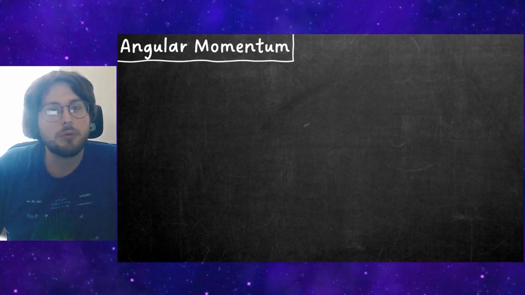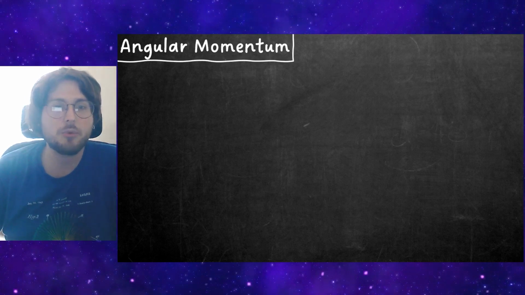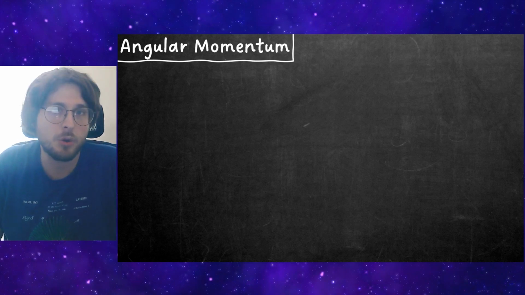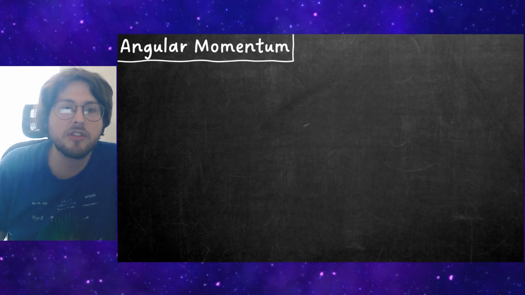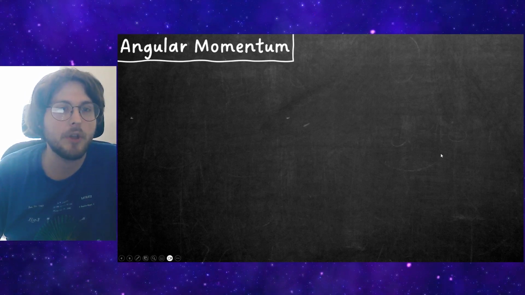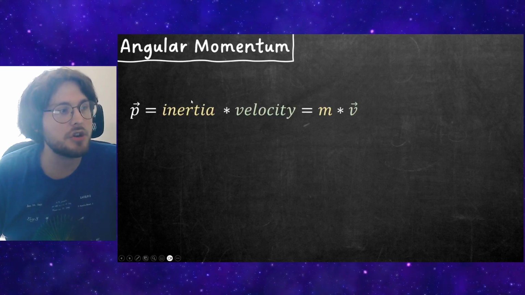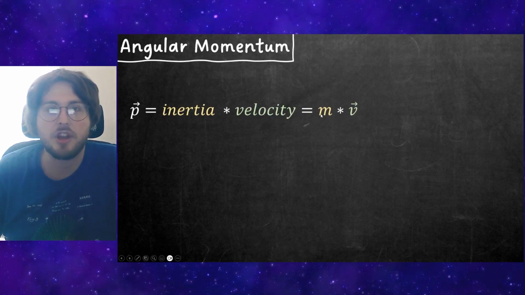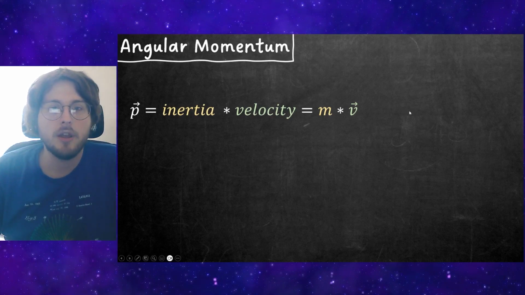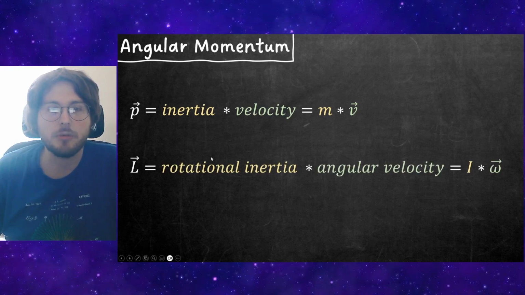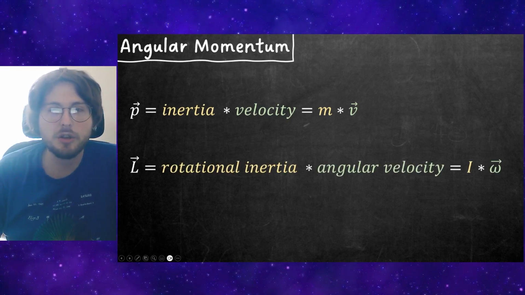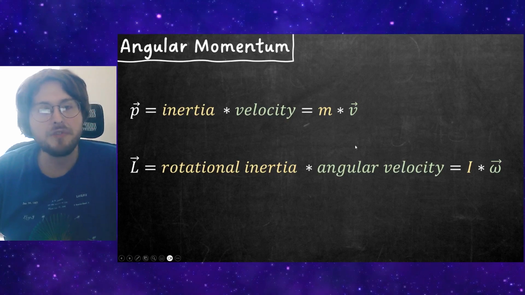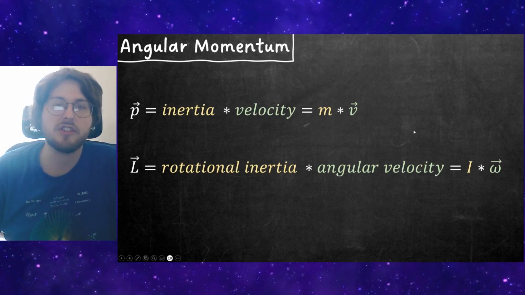Remember that the running trend with rotational counterparts is that we simply swap the linear quantity out for the rotational one. If that's the case, then let's start with regular momentum. We've got linear momentum equaling inertia times velocity, or mass times velocity. Then if we're just swapping out terms to see what happens, then angular momentum, represented by L, is going to equal the rotational inertia times the angular velocity, or I times omega. So if that's our framework, let's see what happens if we test it out.